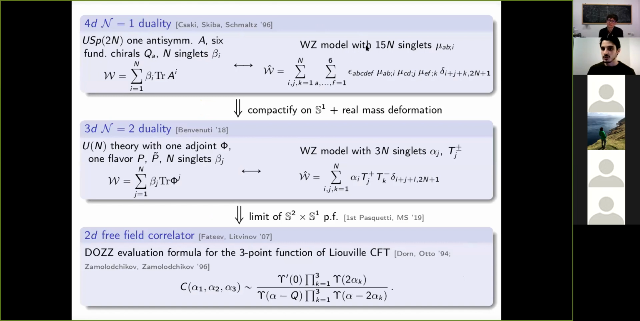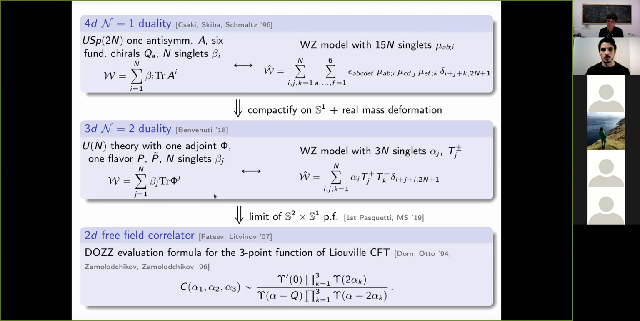So there is no gauge interaction. We just have a superpotential interaction among the chiral fields of the theory. Now, from this duality, we can get a 3D N=2 duality by performing a circle compactification. And moreover, in 3 dimensions, we can also perform a real mass deformation, which basically has the effect of breaking the symplectic gauge group down to a unitary gauge group.